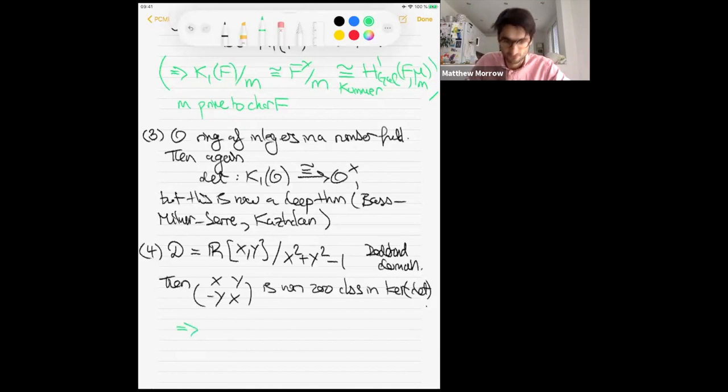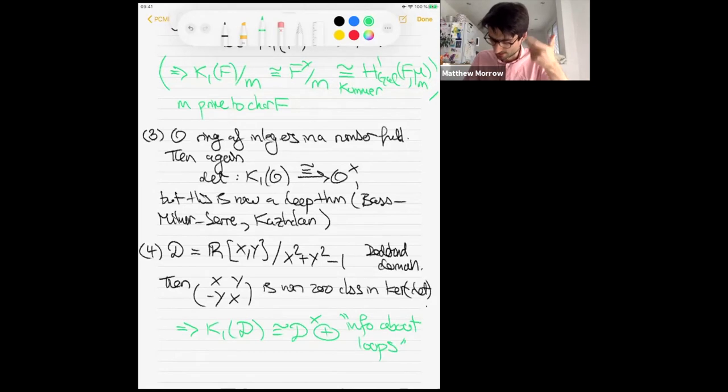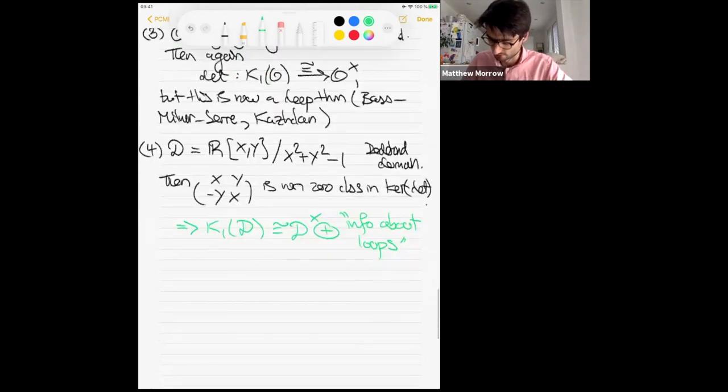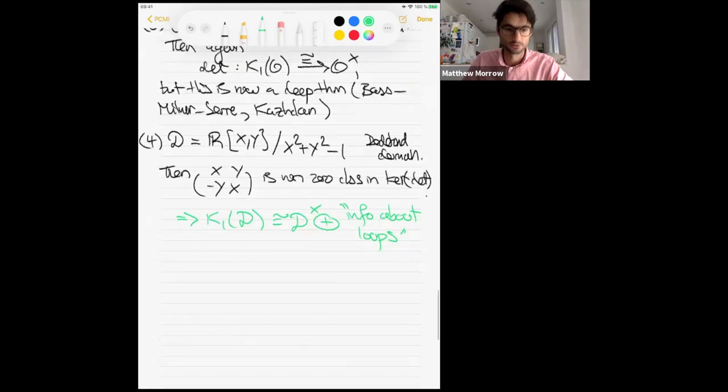And so let me say very roughly, as another instance of this phenomenon, that what's happening in this case is that the K group is decomposing into some data coming from units and some information about loops. And this information about loops turns out to vanish in the case of the ring of integers of a number field. But again, implicitly hiding behind it, there's some decomposition into other pieces. And so it's this phenomenon of decomposition that we want to explore in motivic cohomology.